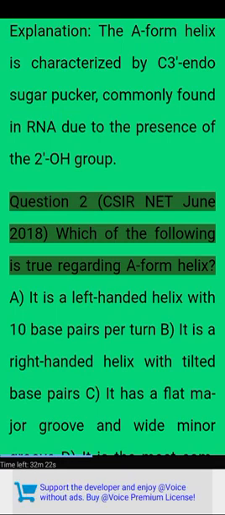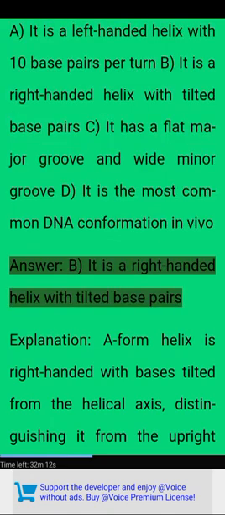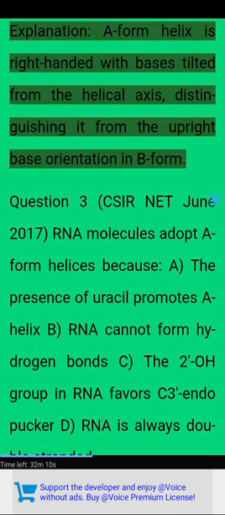Question 2. CSIR NET June 2018. Which of the following is true regarding A form helix? A. It is a left-handed helix with 10 base pairs per turn. B. It is a right-handed helix with tilted base pairs. C. It has a flat major groove and wide minor groove. D. It is the most common DNA conformation in vivo. Answer. B. It is a right-handed helix with tilted base pairs. Explanation. A form helix is right-handed with bases tilted from the helical axis, distinguishing it from the upright base orientation in B form.